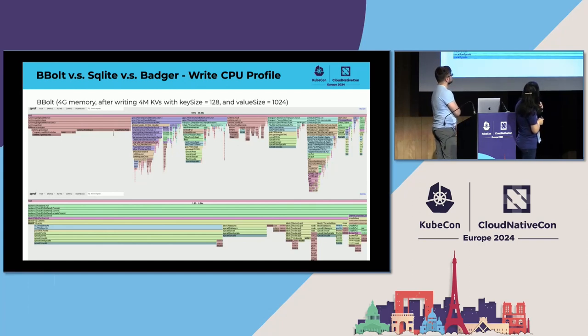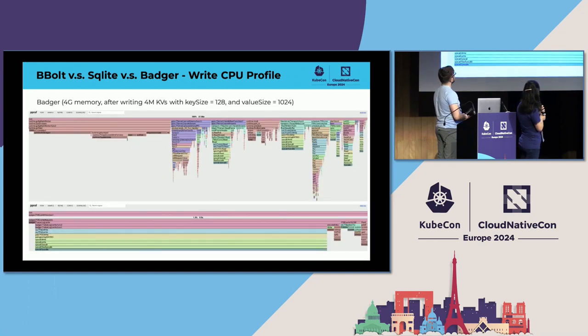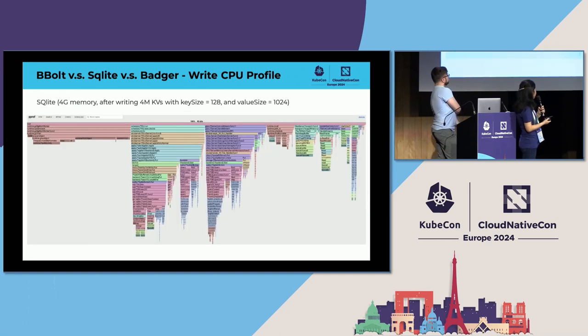So the first one is the write CPU profile. You can see the majority of the time is spent on etcd-related operations, rather than on Raft or other system calls. Only 1.5% of the time is spent directly talking to the BBolt backend, and this is very similar to Badger. So that can explain why, as long as BBolt is fast enough, it's very hard to further increase the write speed. There's not much improvement for writes, but you can really slow it down with SQLite, because for each write we have to issue a new query to the backend.